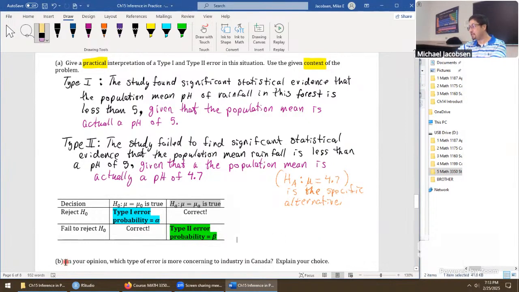So in your opinion, looks like we're talking about industry in Canada, probably because if this study makes an error, that's who we are more liable to. They have the best power to come back at us. So in your opinion, which one is more damaging or concerning to industry in Canada, type 1 or type 2? Any volunteers to say which is worse?